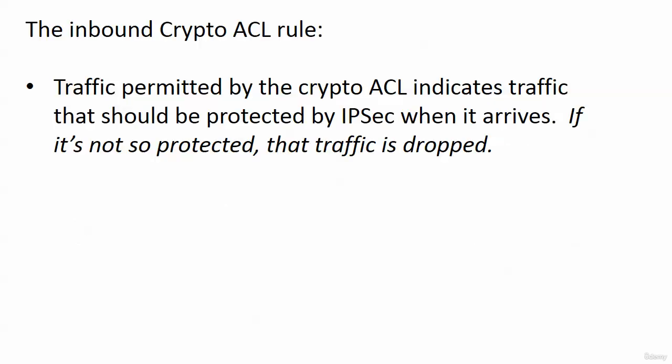Now, the inbound crypto ACL rule, when traffic comes in on an interface that has a crypto ACL applied, here's the rule. Traffic permitted by the crypto ACL, that indicates traffic that should be protected by IPsec when it arrives. If it's not so protected, that traffic will be dropped. So what we're doing with an ACL when traffic is coming in is saying, okay, this should have been protected by IPsec when it left the source, and if it still is, fine, it can come in. If it didn't, then something happened to it and we're not going to let it in.